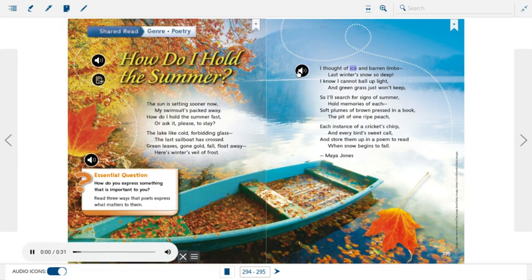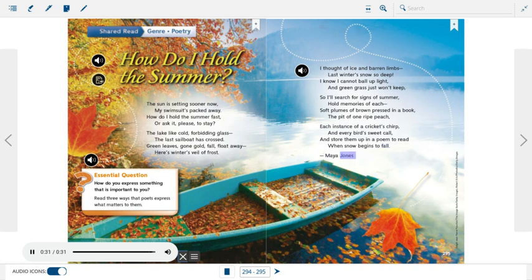I thought of ice and barren limbs, last winter's snow so deep. I know I cannot ball up light, and green grass just won't keep. So I'll search for signs of summer, hold memories of each, soft plumes of brown pressed in a book, the pit of one ripe peach, each instance of a cricket's chirp and every bird's sweet call, and store them up in a poem to read when snow begins to fall.